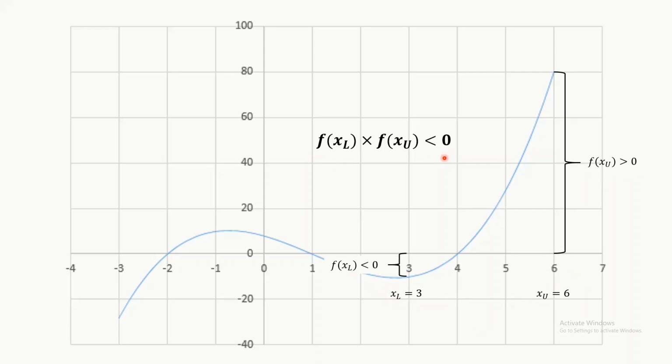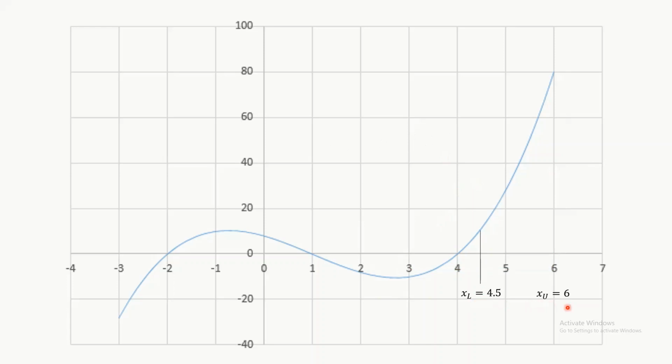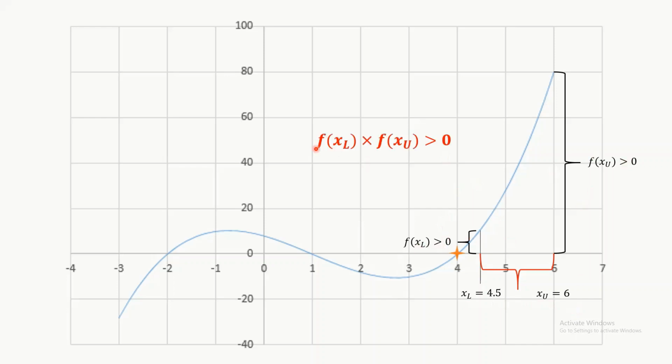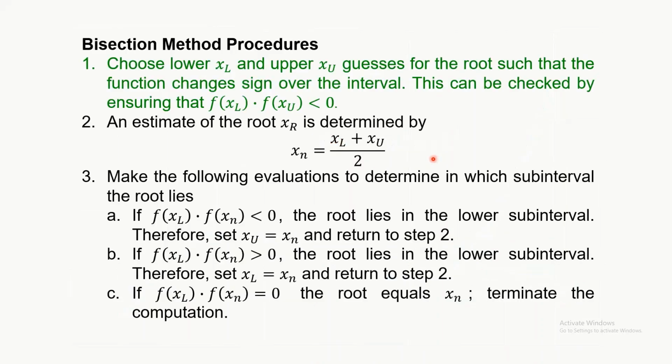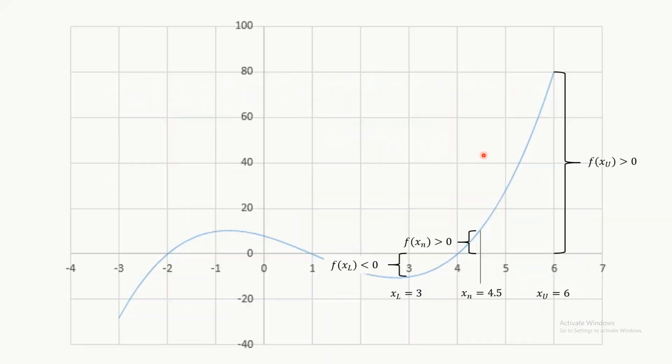It only means that our bracket or limits contain one or more roots. Say for example that we choose different limits, like x equals 4.5 and 6. Obviously, the bracket does not contain any roots, and we can verify this fact without providing a graphical presentation, but by simply evaluating the value of the function using the set limits. We can determine if the initial guesses contain the root. If we satisfy procedure number 1, we can now proceed to procedure number 2, which is taking the average of the upper and lower limits.